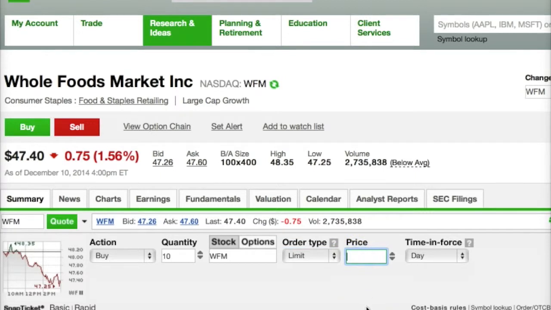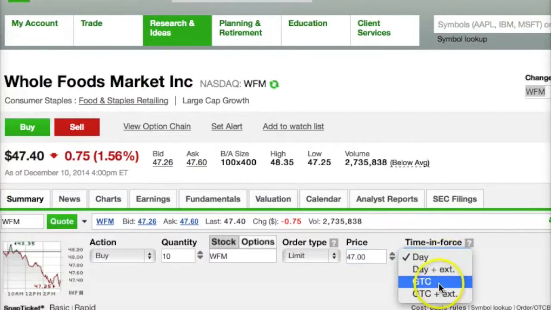So let's say you just want to buy it for even $47. You can put in the $47 price and just leave it open for the full day. If it ever hits that $47 price mark, it'll buy the stock automatically. You don't have to go back and look at it.